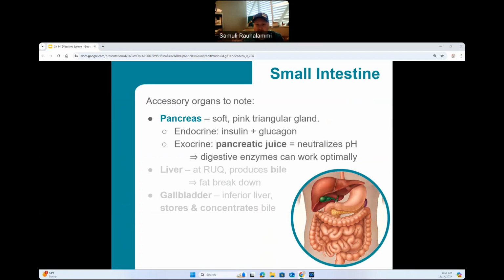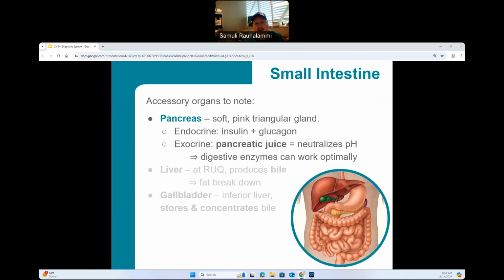These secretions, the pancreatic juice, neutralize the acidity of the stomach contents that have now entered from the stomach to the duodenum. And this allows the digestive enzymes to start working optimally, like I mentioned earlier on. And this is the reason why the small intestine is the main site of absorption of the materials.